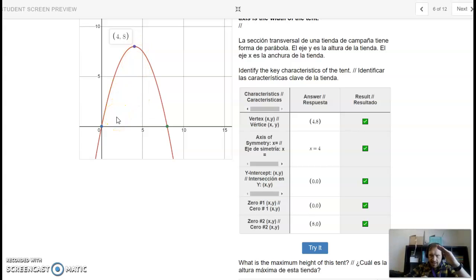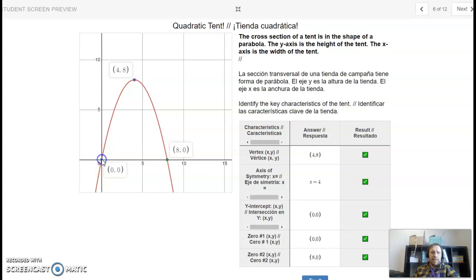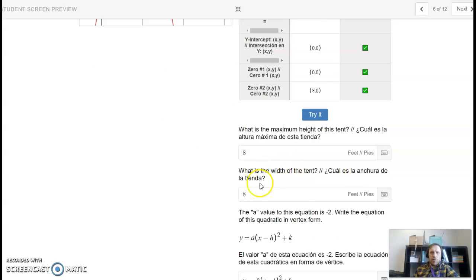If we sliced a tent in half, this would be the cross section of that tent. And so the y-intercept and one of the x-intercepts are the same, (0, 0), and then over here at (8, 0). So then, how tall is the tent? Well, if 4 is the width, if we go over 4, up 8, our maximum height is 8 feet. And then if we go between 0 feet and 8 feet, our width is also 8 feet.